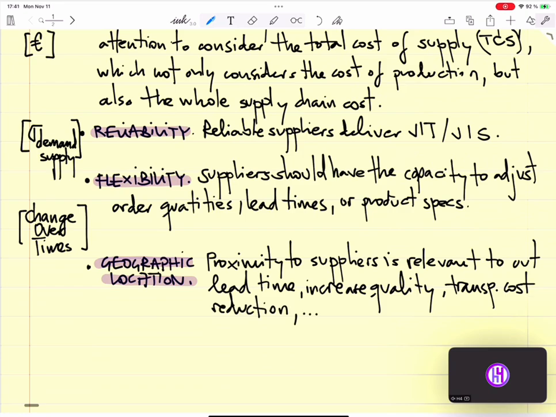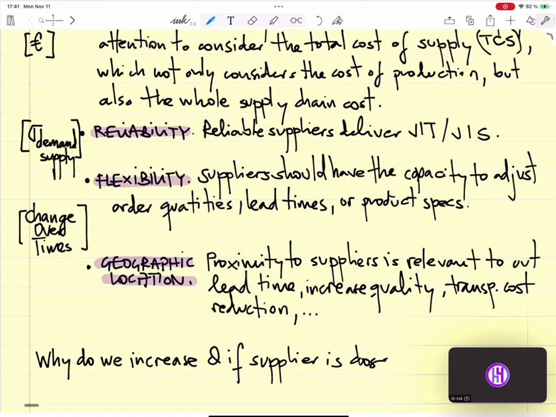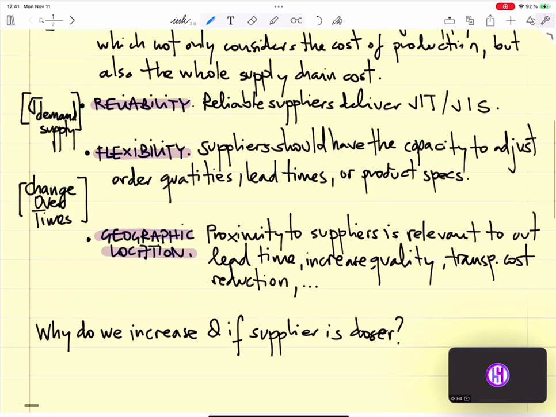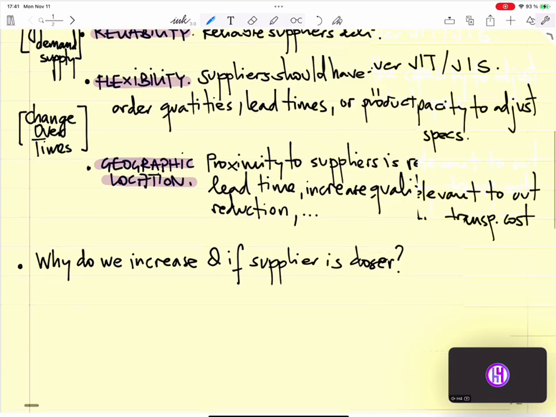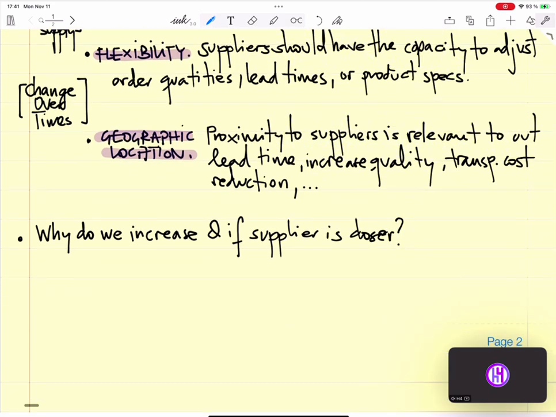Can somebody tell me why do we increase quality if supplier is closer? Hello? You can't? Well, you should, because we have seen this before in our lectures in the first semester.